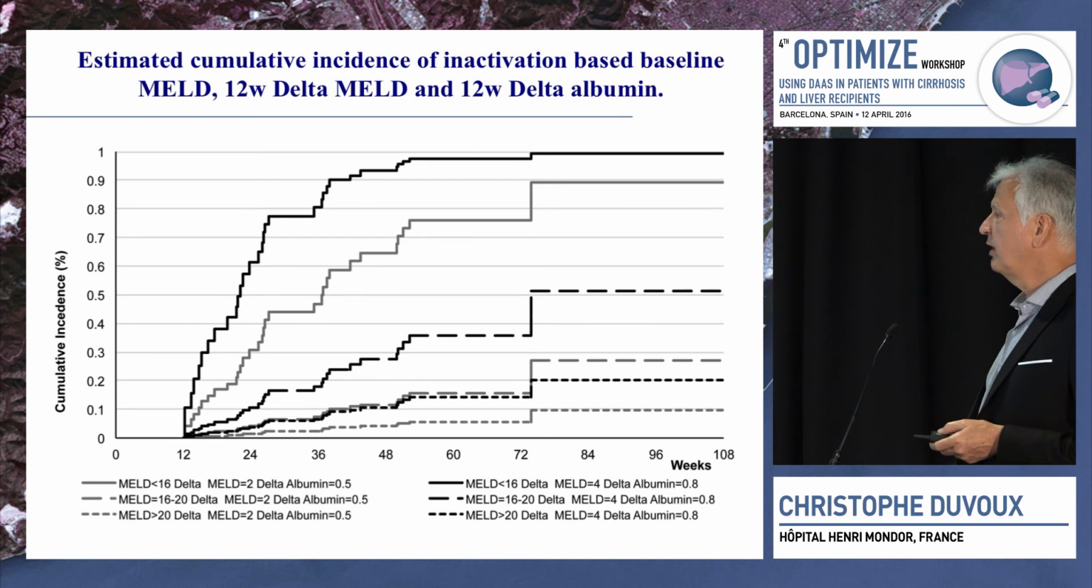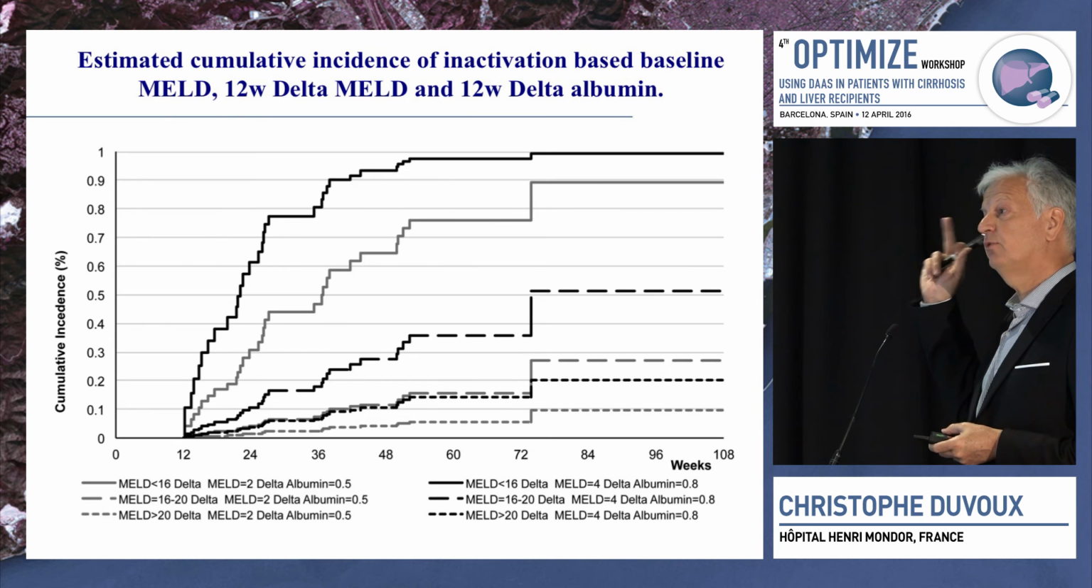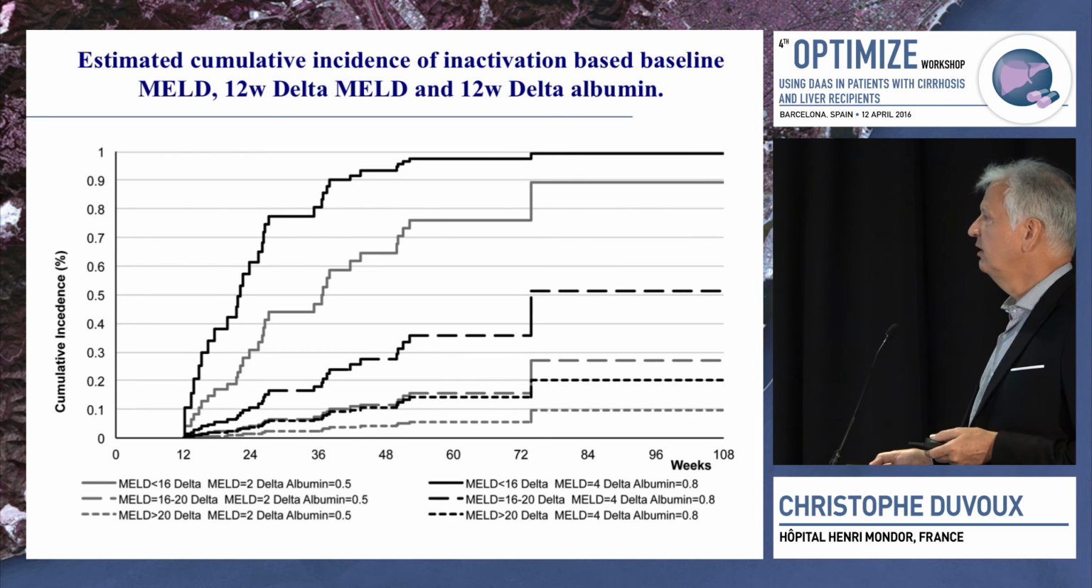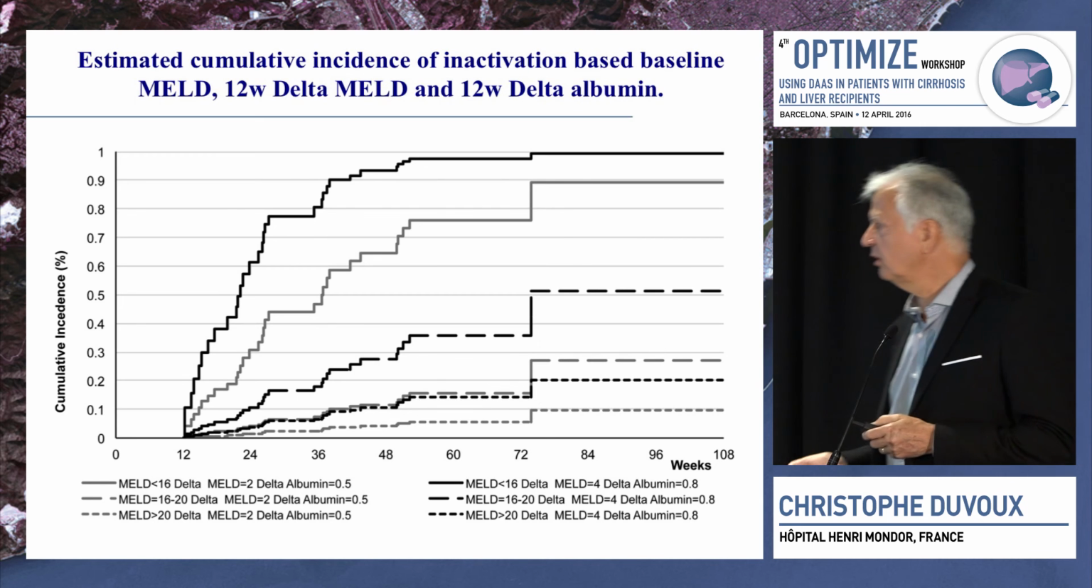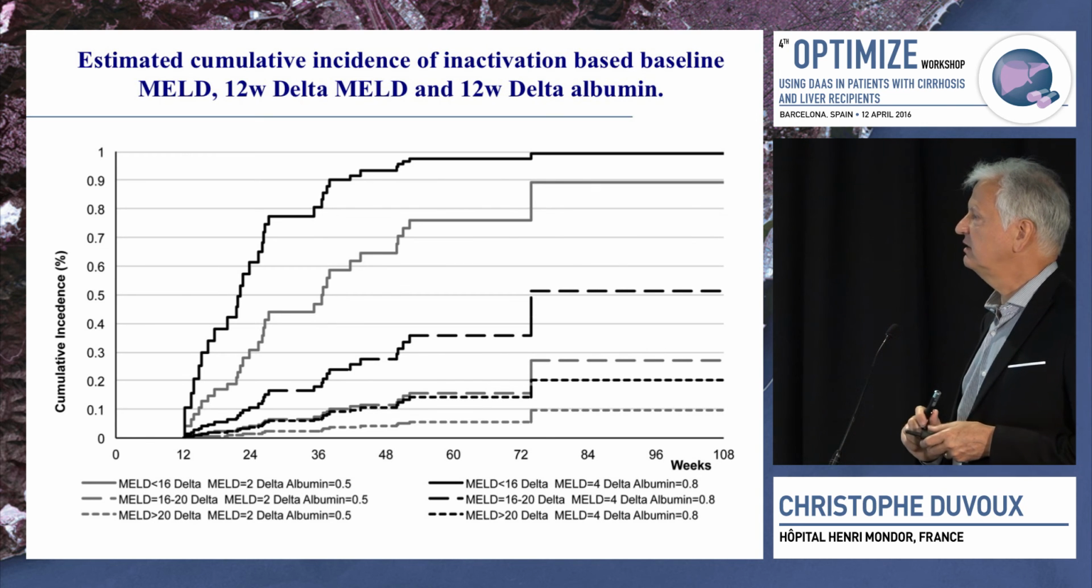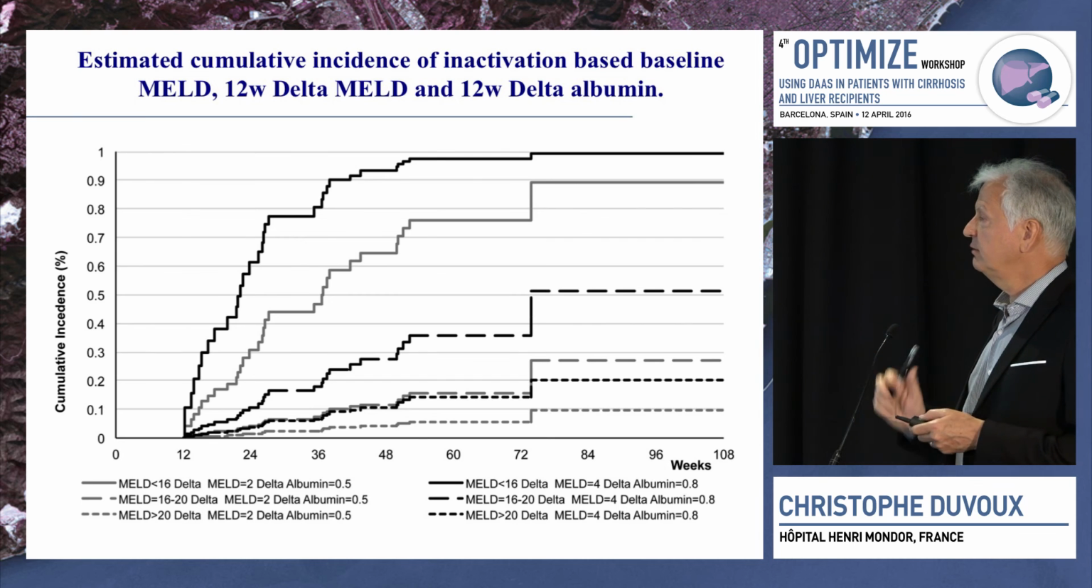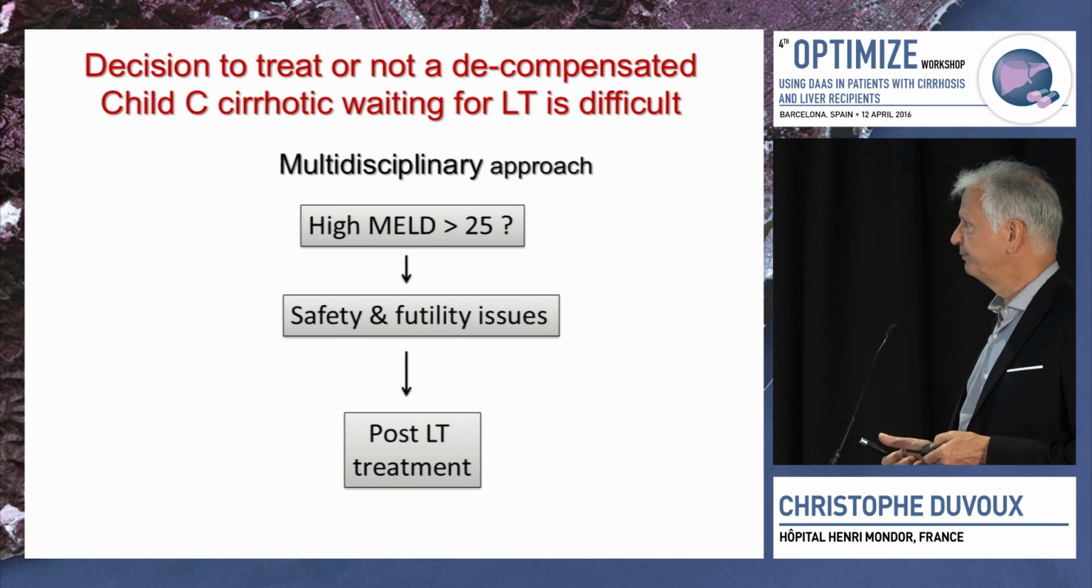If you focus now on our patient, MELD higher than 20, delta MELD higher than 4. You remember that the patient had 22 and we arrived at 14. So with an improvement in delta albumin, you are here. This means that actually you can achieve delisting in these patients, even with a not that high MELD score, in 20% of the cases. And by combining these three variables, you can really get an interesting prediction of what may happen.